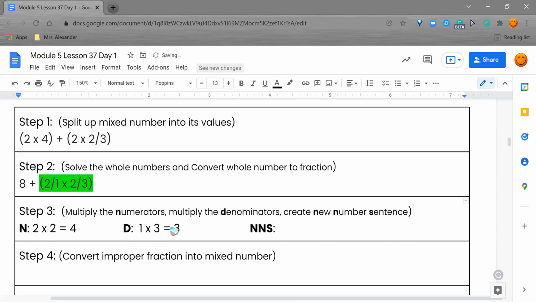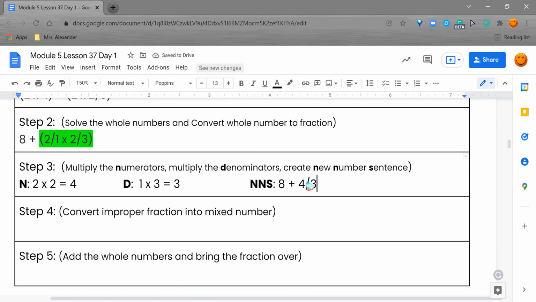Okay, you guys, now that I've done that, I get to create my new number sentence. I have 8 plus, here's my new numerator and my new denominator, so 4/3. Now that I have this improper fraction, I'm going to turn it into a mixed number.